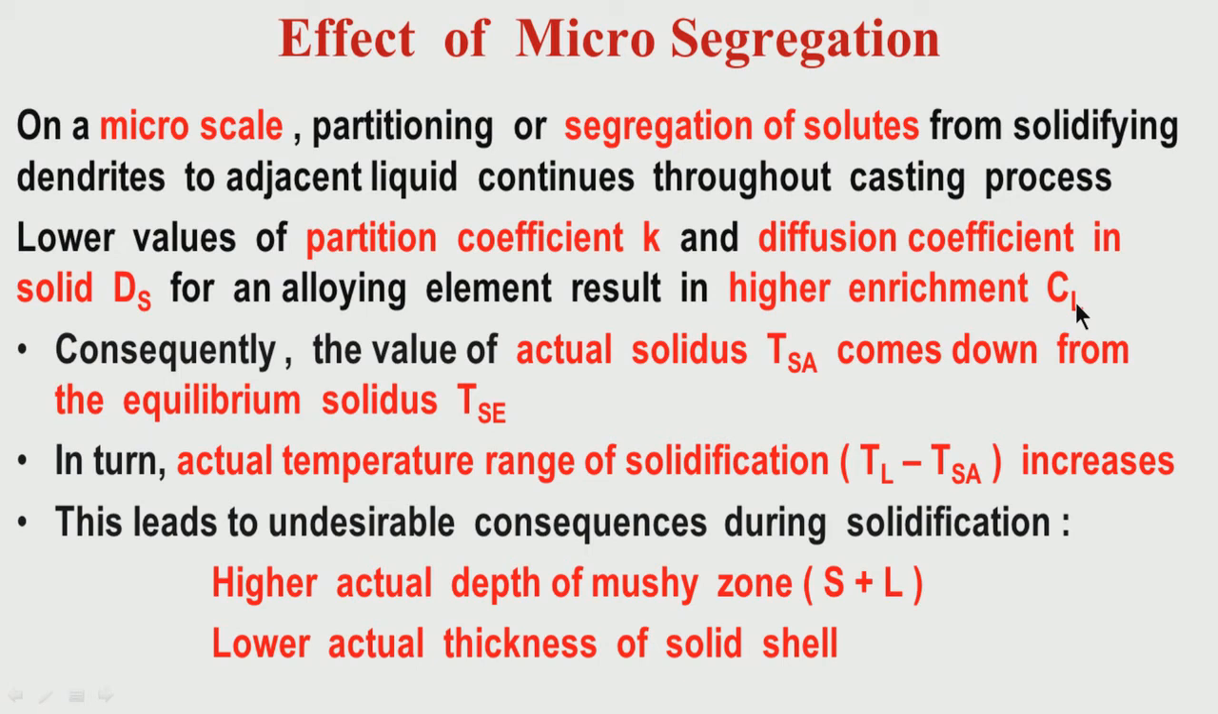Higher is the enrichment, I have told you, actual solidus comes down from the equilibrium solidus. Because of this, the actual temperature range of solidification, what is that? The temperature difference between liquidus and the actual solidus. This temperature interval, the range of solidification, also increases because of segregation. So, lower is the value of k, lower is the value of ds, higher is this range, higher is the segregation. So, the depth of mushy zone also will be more, actual thickness of solid shell also will be less.